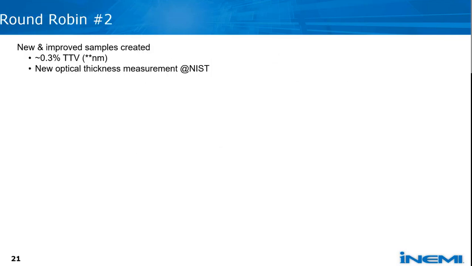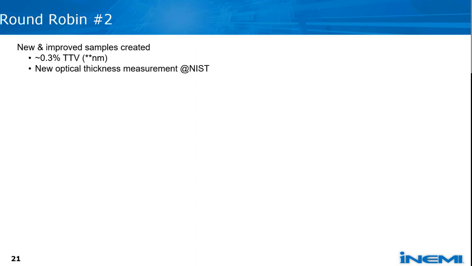And so we had a new set of standards made, or prototype standards. Mosaic created these, and ultimately these ended up with something on the order of about 0.3% TTV. So again, for these samples, we're talking about thickness variations that are on the order of only a couple hundred nanometers. And so this is a really nice, perfect material, basically.